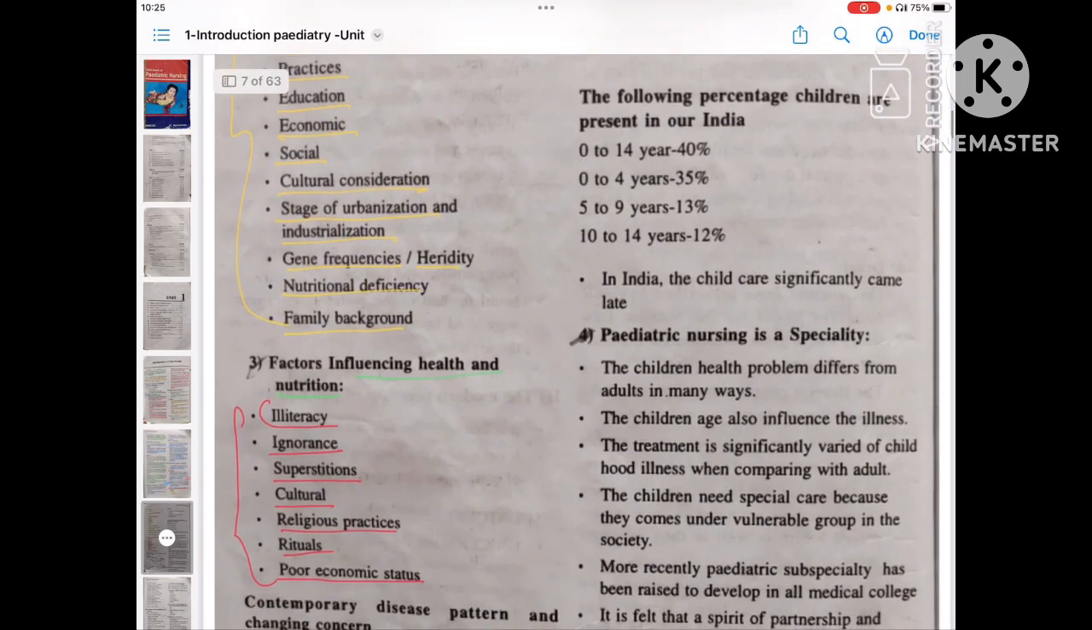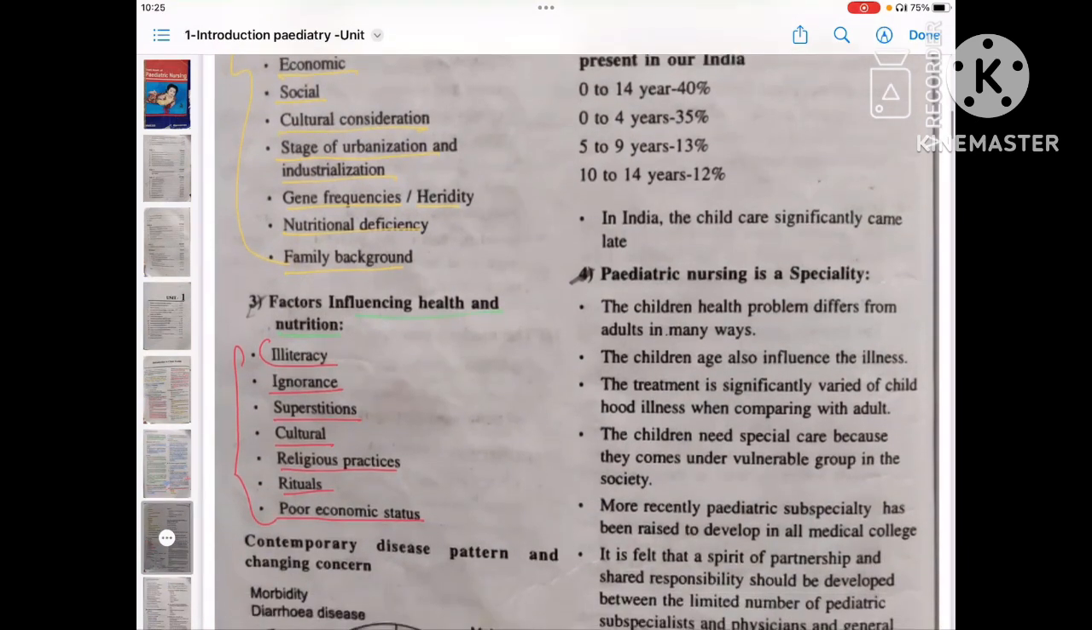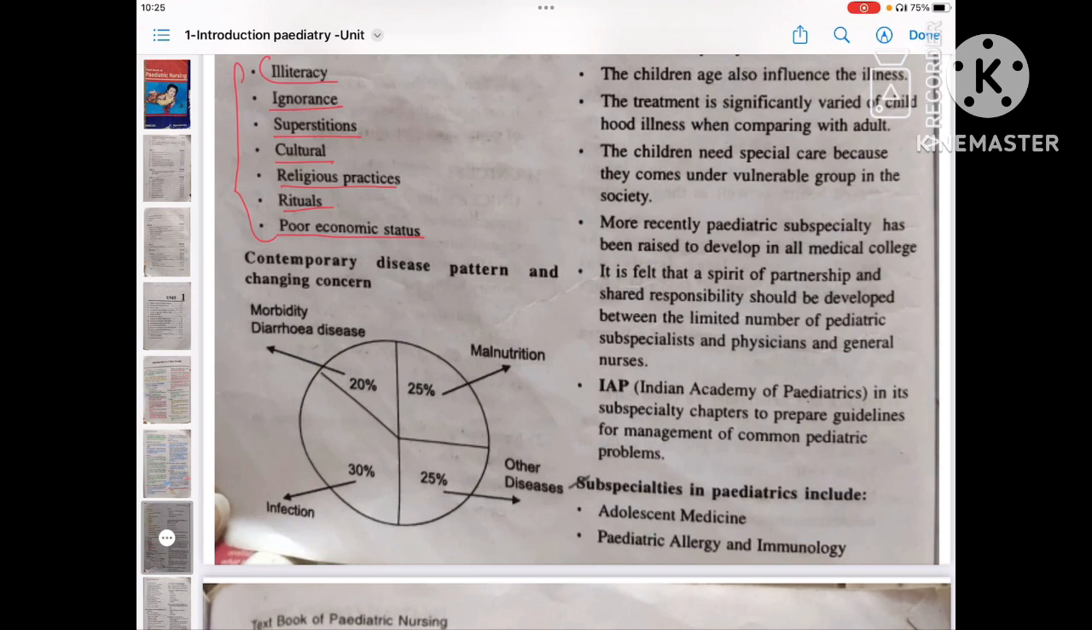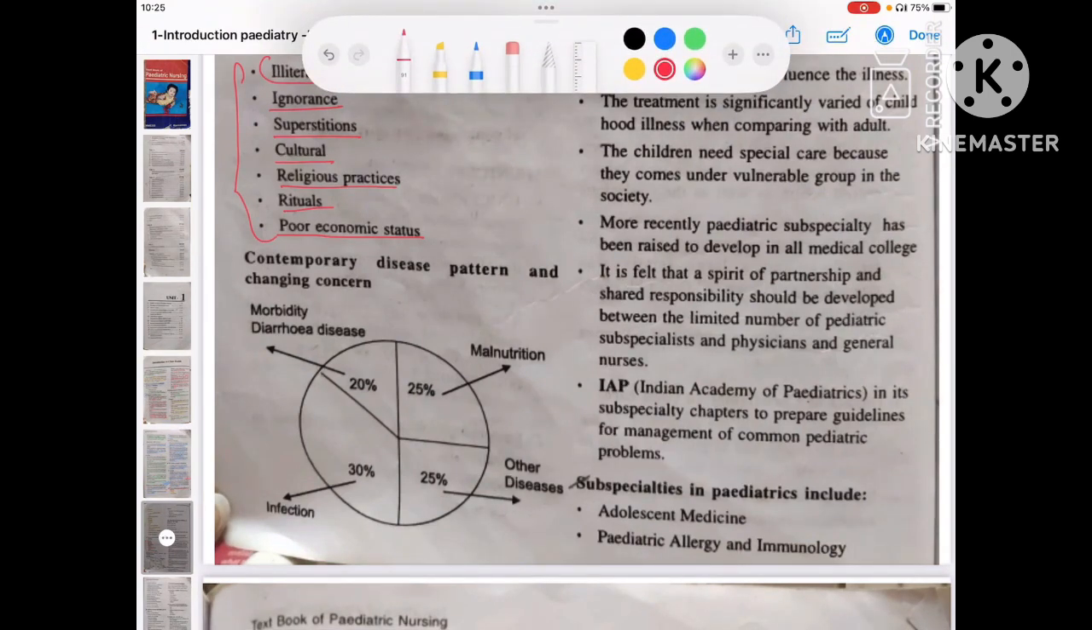Then these are the factors influencing health and nutrition. Next we'll move to the contemporary disease pattern and changing concern. This is not that important, you just need to know it. Here, one diagram is given.